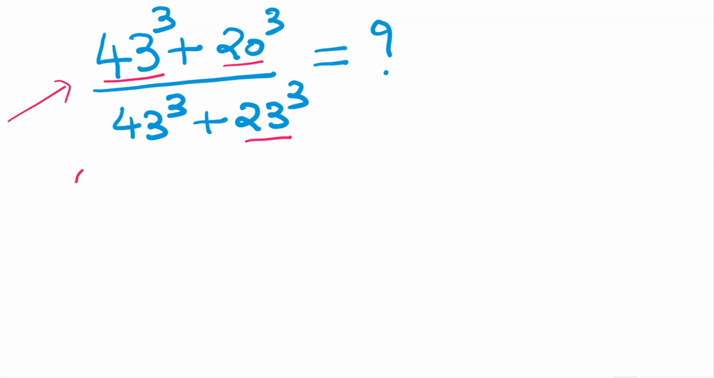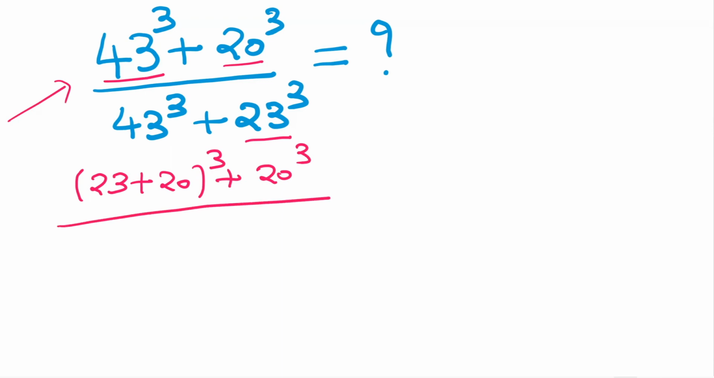So that will give me (23 plus 20) whole cube plus 20 cube, everything over (23 plus 20) whole cube plus 23 cube. So what I did is I replaced my 43 in the numerator and in the denominator by 23 plus 20.